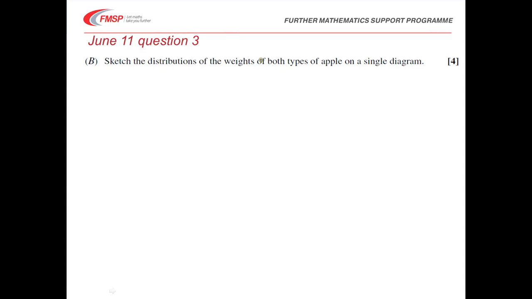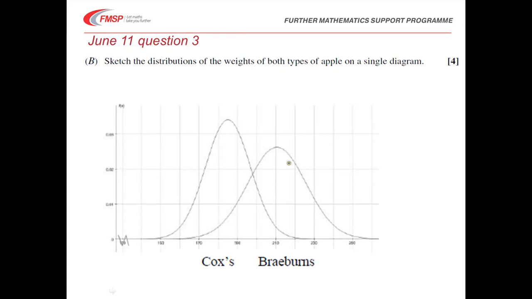I'm just going to show you the answer rather than draw these, and show you the key points. So the Cox's apple had a mean of here, and the Brayburn's had a mean that was much higher, 211.5, wasn't it? So we need that, but also the Brayburn's had a wider standard deviation. Okay, the Cox's had a standard deviation of 11.7. And the Brayburn's had a standard deviation that was slightly wider than that, a standard deviation of 15.2.